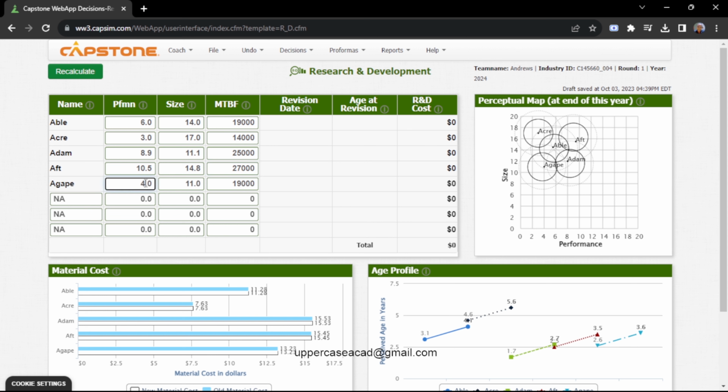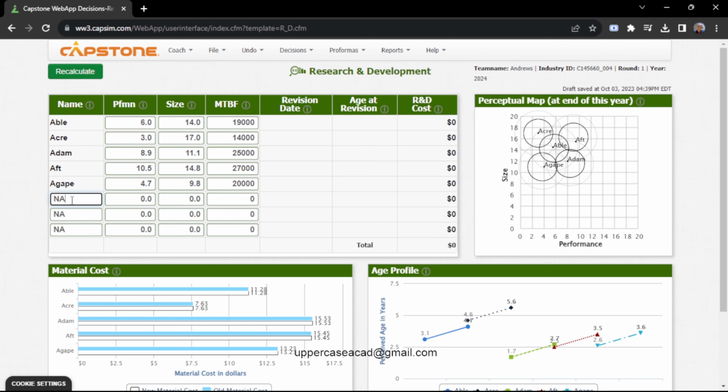Then in the size market segment, we can give AGAP a performance of 4.7 and a size of 9.8. Then the mean time before failure, we can decide to push it up to, let's say, 20,000.